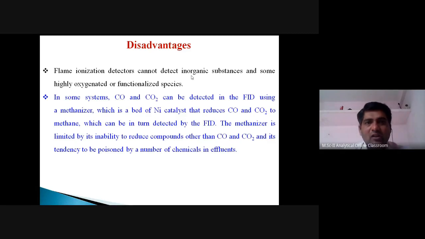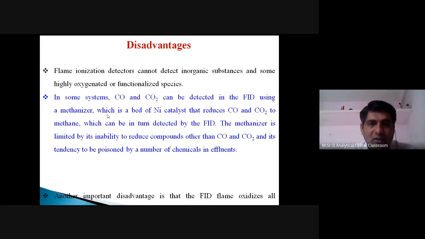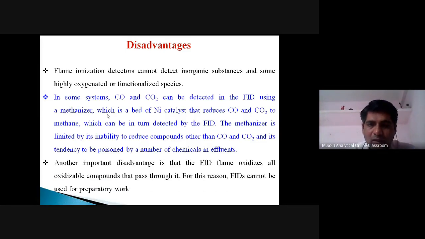With some modification you can detect them, but it still has some limitations. The modification is the use of a methanizer. You have to install this methanizer in the detector. This methanizer is nothing but a bed of nickel catalyst, but this nickel catalyst gets poisoned by the gases. So this is not good for the determination of CO or CO2. This is the second disadvantage. And third, it oxidizes all the compounds, that's why you cannot use it very frequently.